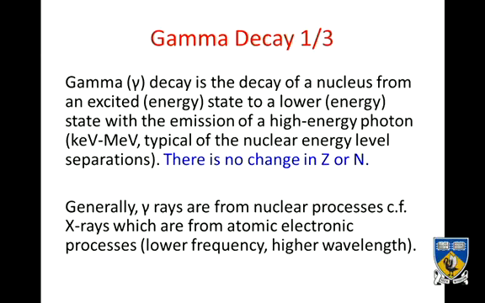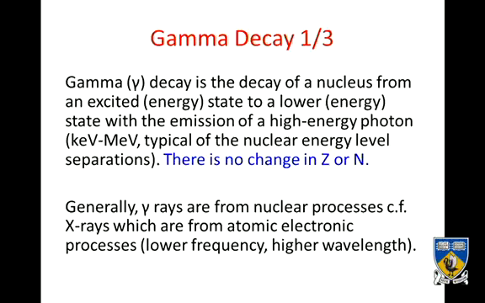So let's talk about the third decay, gamma decay. This is decay of a nucleus from an excited state to a lower energy state. It's a bit like an atom, if you like, where the electrons go from a higher energy state to a lower energy state and give out photons. This is photons of gamma rays when the nucleus goes from a higher energy state to a lower energy state, and there's no change in the atomic number or the mass number or the number of neutrons.